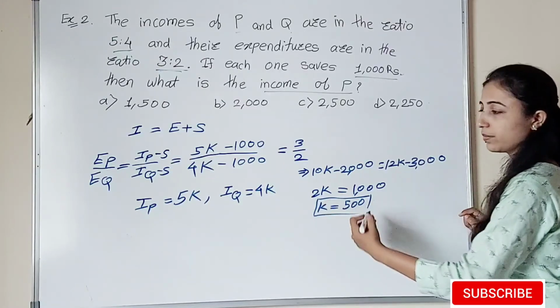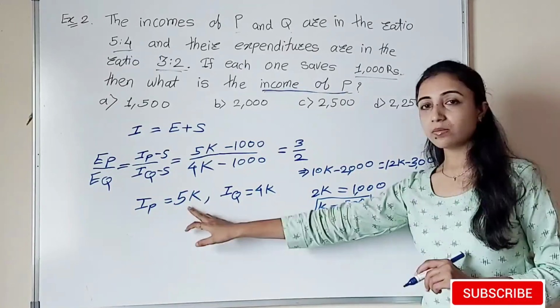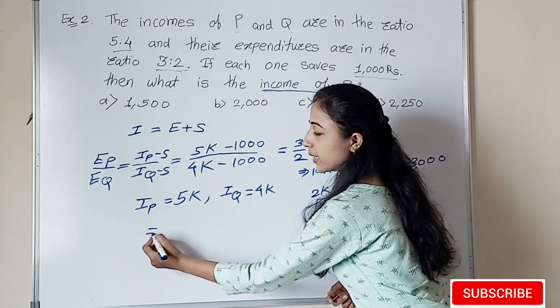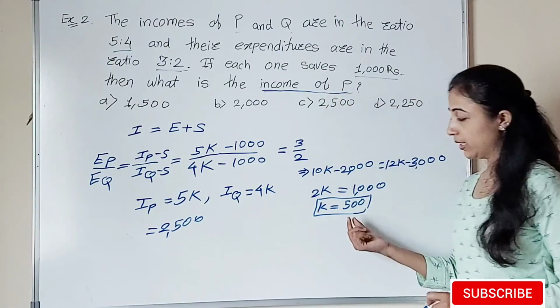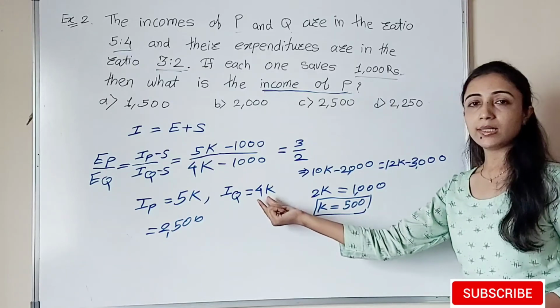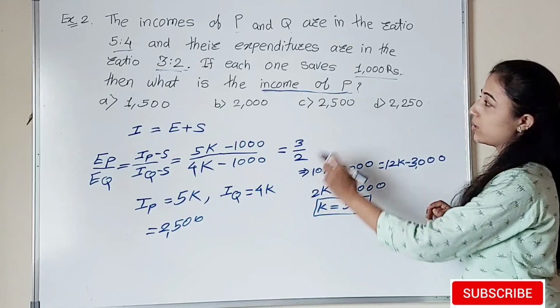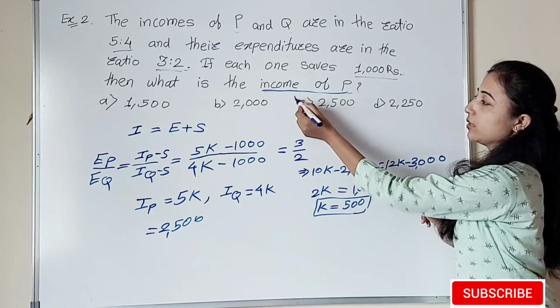Once we know the value of K, we can easily find the incomes of P and Q. Put the value of K here, K equals 500. That means we get 2500 as the income of P, and if we put K here, we get the income of Q, that is 2000. That means the answer to our question, the income of P, is nothing but 2500.